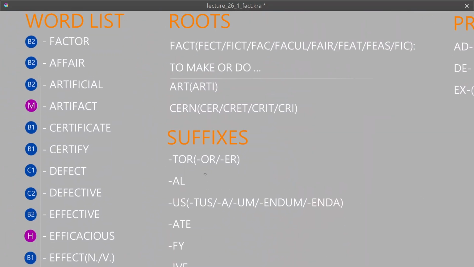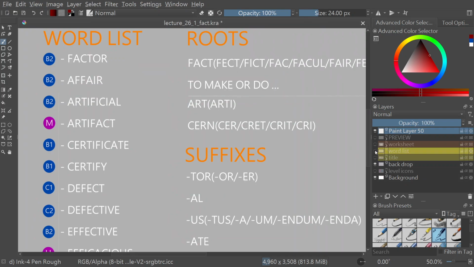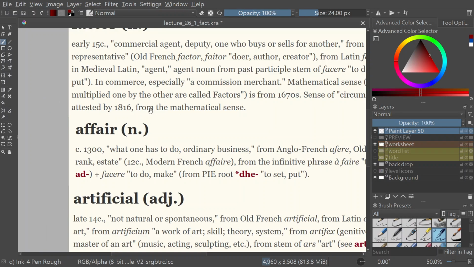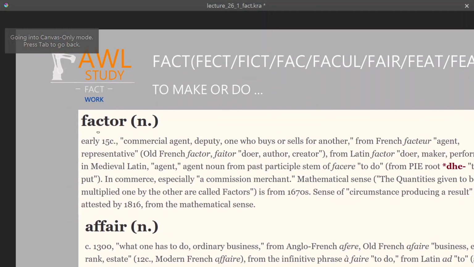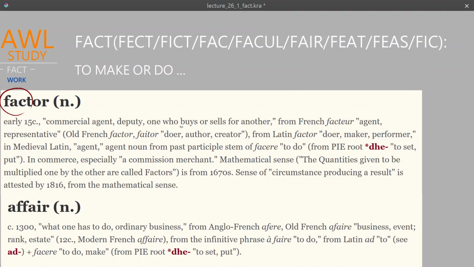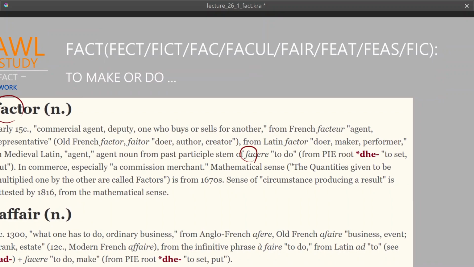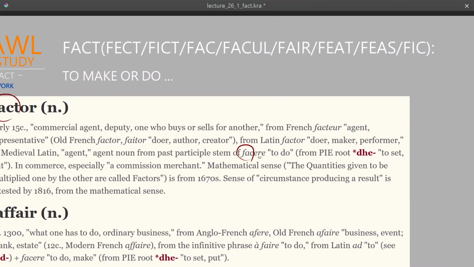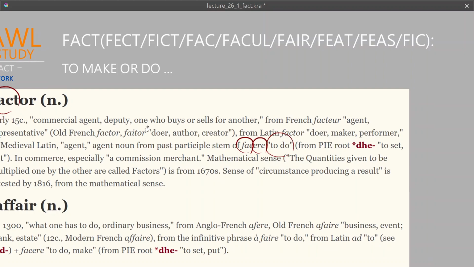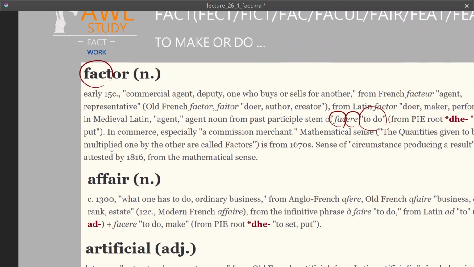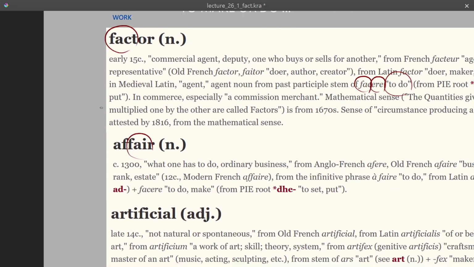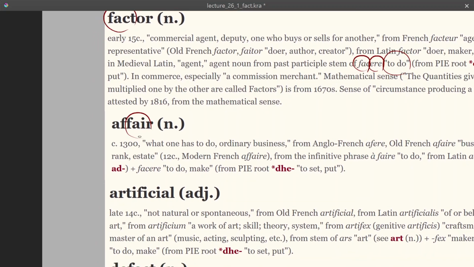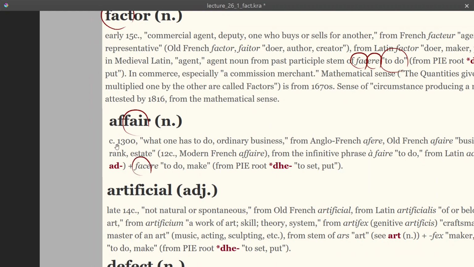Alright, so as usual, let's dive into the root itself before moving on to the study of words. So we have the root fact, which is the variant of fact. So we have the root fact, followed by the verb suffix here, meaning to make or do something. And we have many variants. So fair is a variant of fact. This is from the root fact.